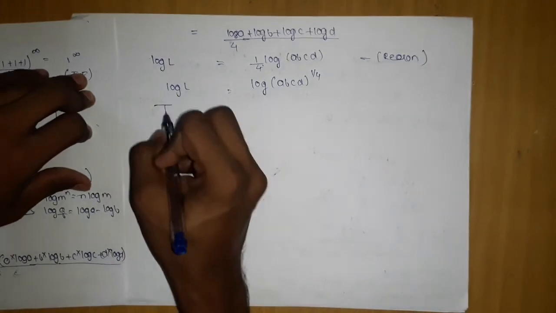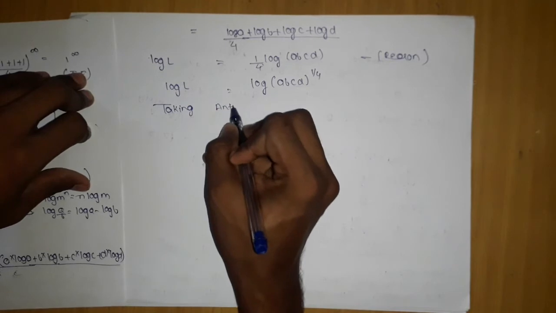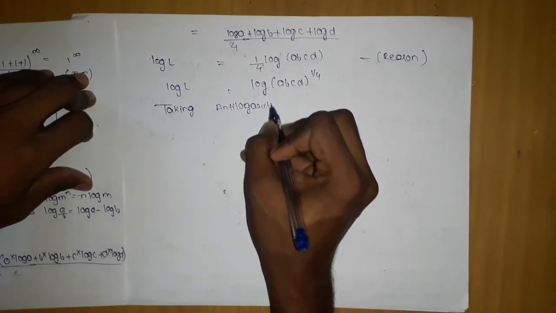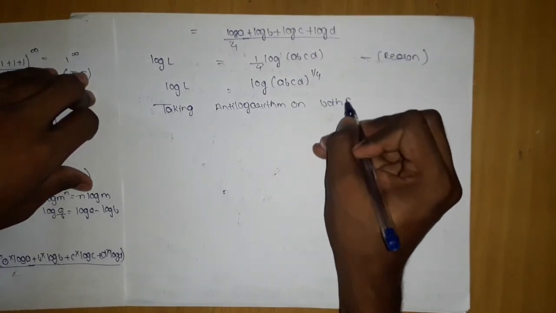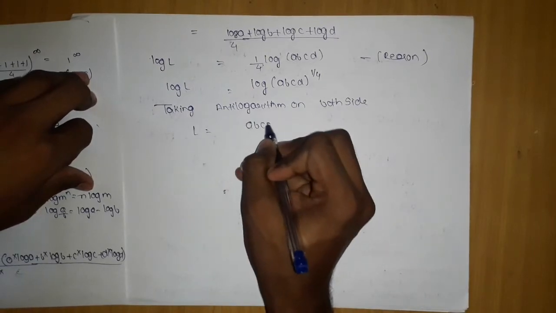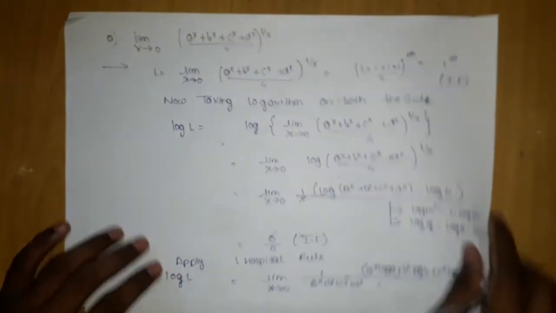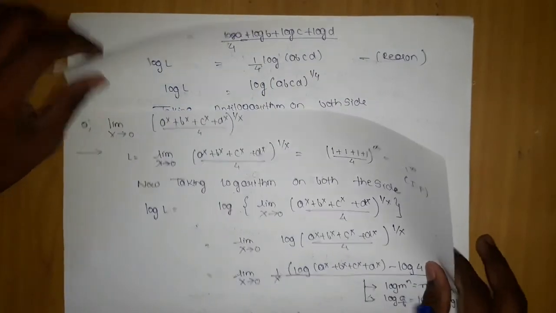You have to mention taking antilogarithm on both sides. After this step you will get L equals (abcd) the whole to the power 1 by 4. And after this step, what you have to do? You have to write this whole question again and write it is equal to this, and you will get the complete marks. Let's move on to the next question.